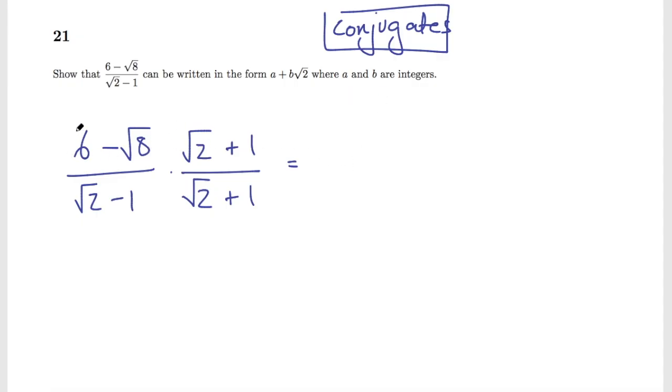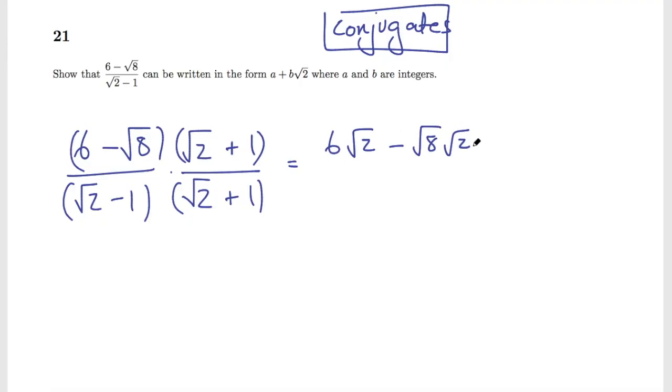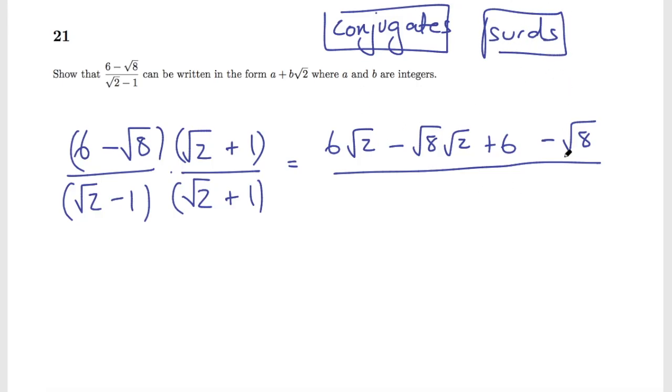Let's go ahead and start working this out and you'll see what happens. Essentially this is like expanding double brackets. So let's expand the top line. We've got 6 square root 2 minus root 8 root 2 plus 6 minus root 8. And this question also deals with surds, which is another difficult topic. Let's go ahead and expand the bottom line.